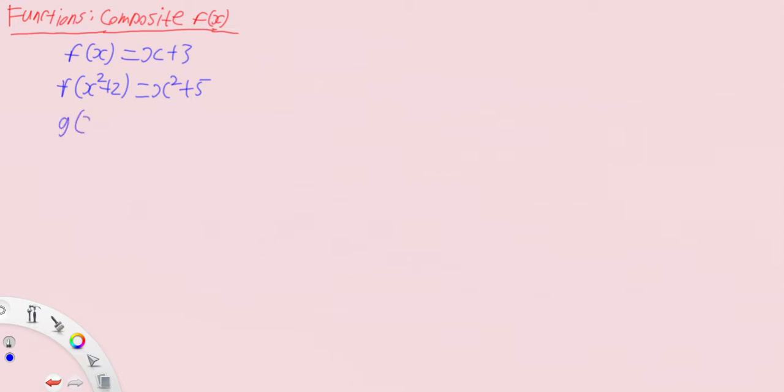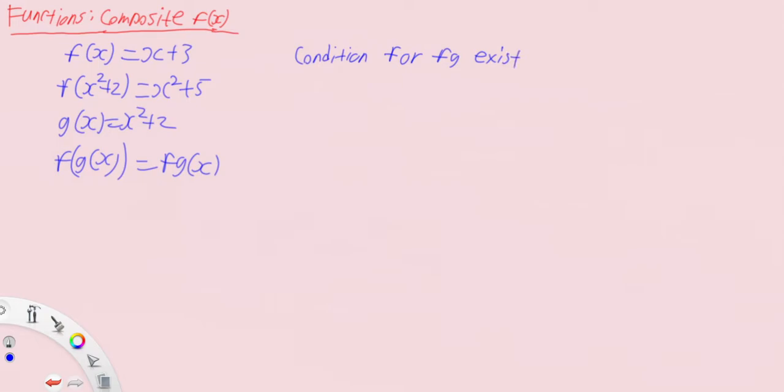So if we let g(x) = x² + 2, we have f(g(x)), which is f bracket g(x) bracket, to give us fg(x). Now there are conditions that you need to satisfy for a composite function to exist. The first, actually the only one, is pretty intuitive.